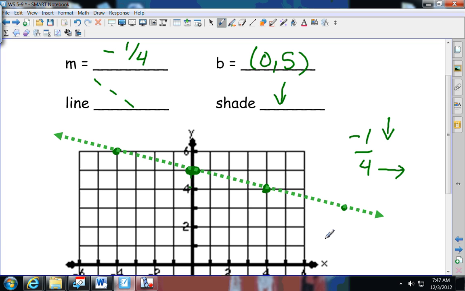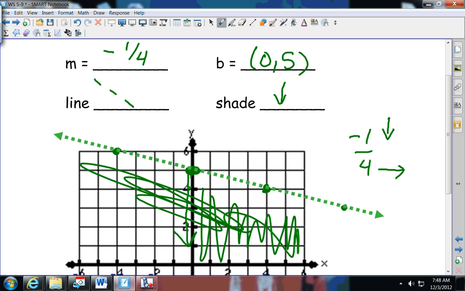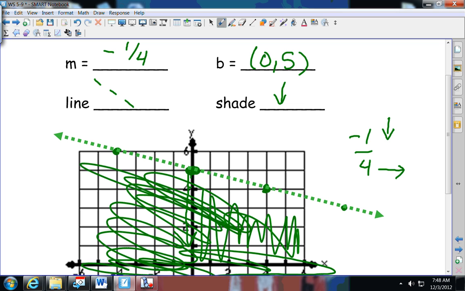Now, figure out the shading. It says to shade below because it is less than. So go to the y-intercept right here and draw a line down. Less than means down, so you're going to shade everything that's below this line. Anything in the shaded area is a solution.